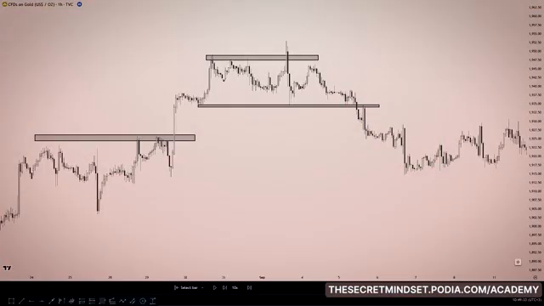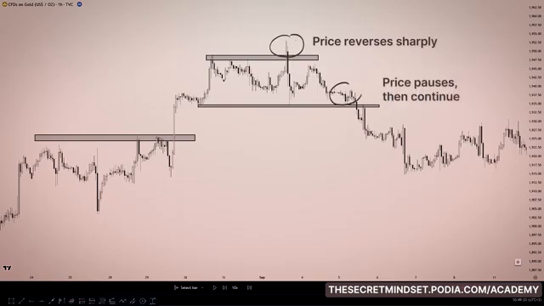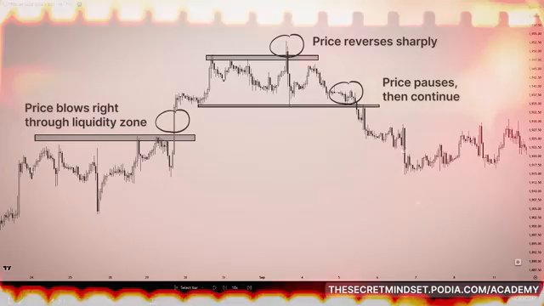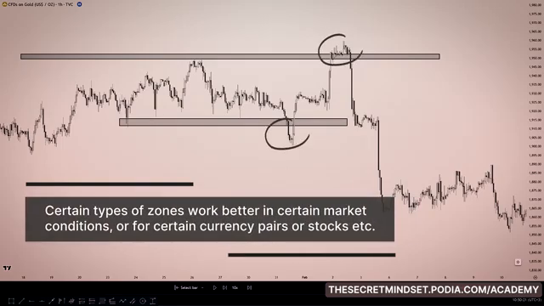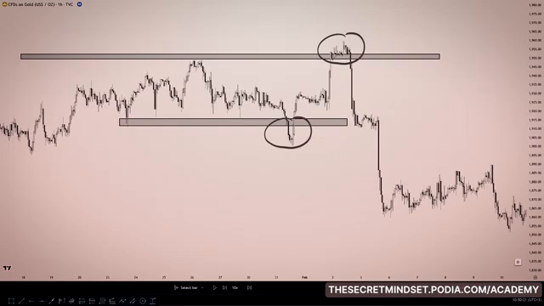Also, pay attention to how price reacts when it reaches a liquidity zone. Does it reverse sharply? Does it pause and then continue? Or does it blow right through? This can give you clues about the strength of the move and what might happen next. You might notice that certain types of zones work better in certain market conditions or for certain currency pairs or stocks. This is where keeping a detailed trading journal with your findings can be incredibly valuable, allowing you to refine your strategy over time.